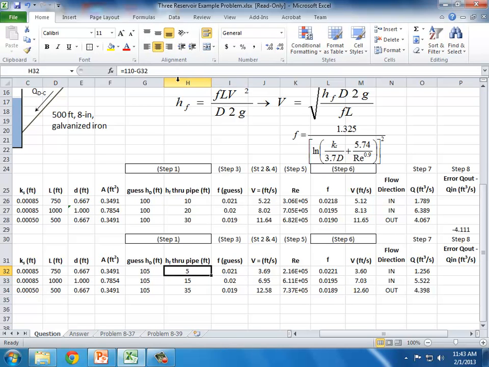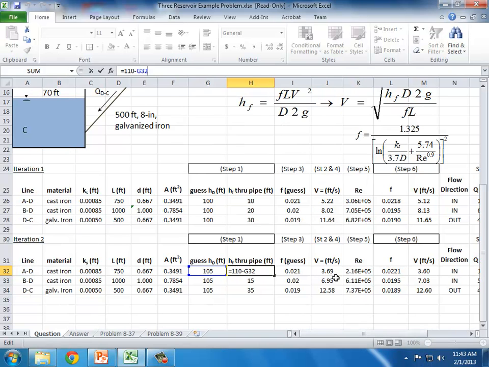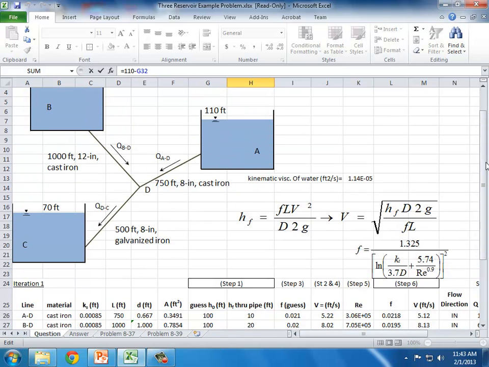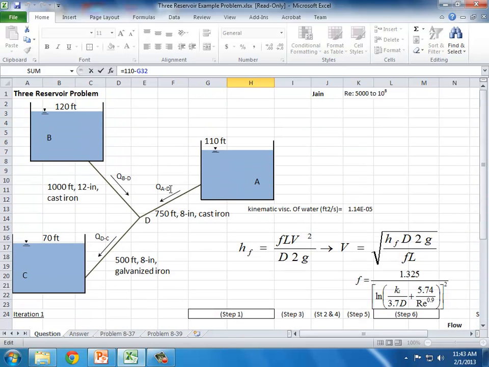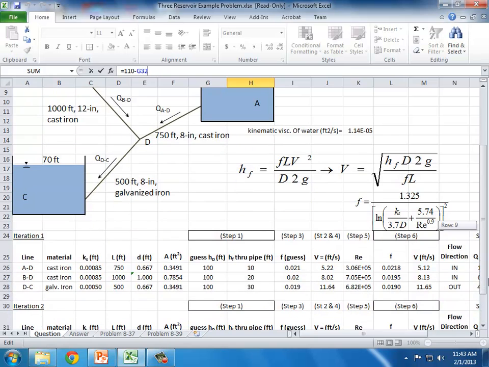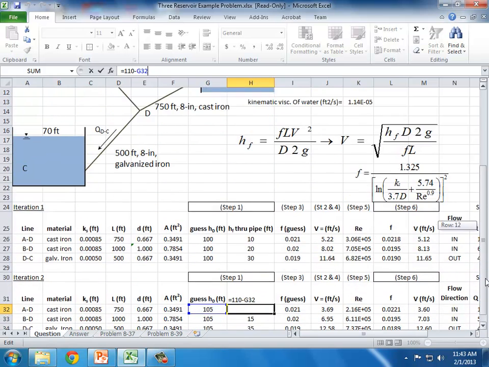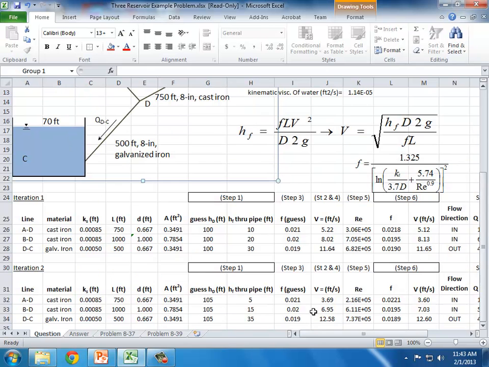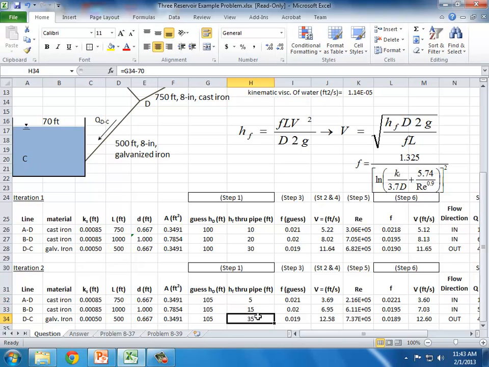Okay, so does this make sense? That if the head at D is 105, there's going to be 5 feet of head loss through this first pipe, AD? Yes. From 110 to 105, there will be 5 feet of loss. From 120 to 105, there will be 15. And there's 35, because now if the head at D is 105, I'm 35 feet above 70. And so these head losses make sense.